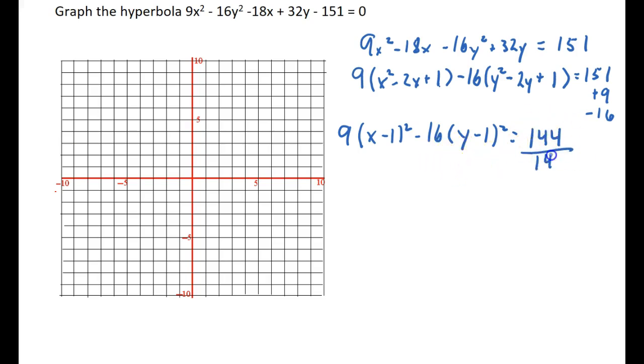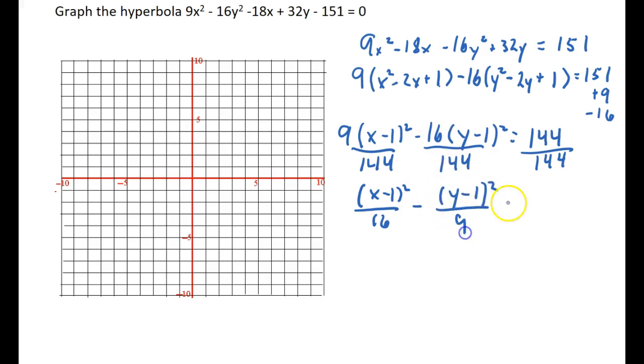I'm going to divide everything by 144. 9 goes into 144 16 times. Isn't that convenient? 16 goes into 144 9 times. And it's equal to 1. Okay, so what's going on here? Well, instead of our center being at the origin, our center is at positive 1, positive 1. So that's my new center, and I'm just going to move my axes over 1 and up 1, and then I'm going to graph the hyperbola like normal.